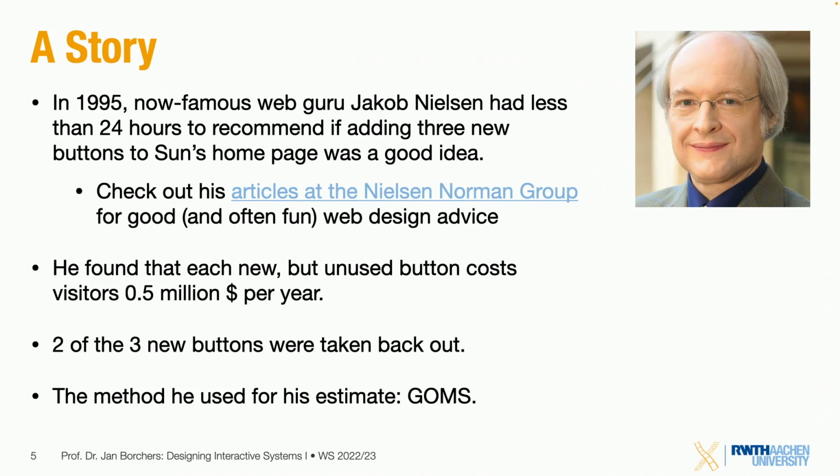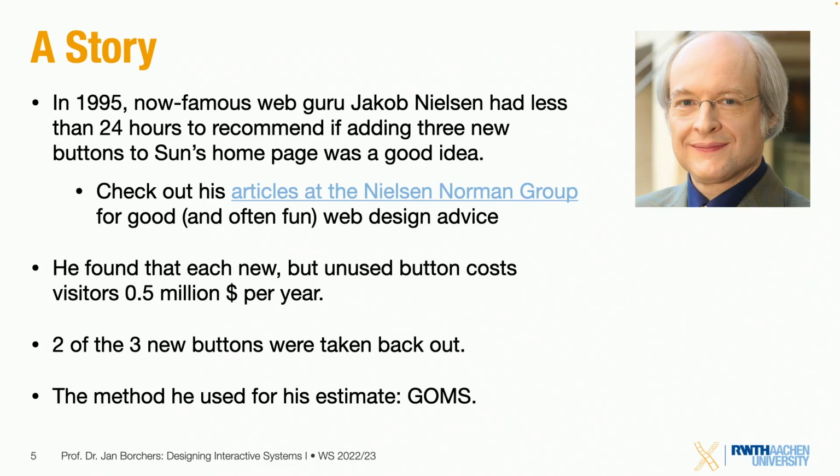Anyway, so he came back within 24 hours and he said, yep, each new button that is largely unused, that people only press very rarely, will cost visitors $500,000 per year. As a result, 2 of the 3 new buttons were taken back out of the design. Now, how did he do this? Did he have a Ouija board, or did he do some black magic? No, he actually used a mathematical model of interaction to calculate this cost.